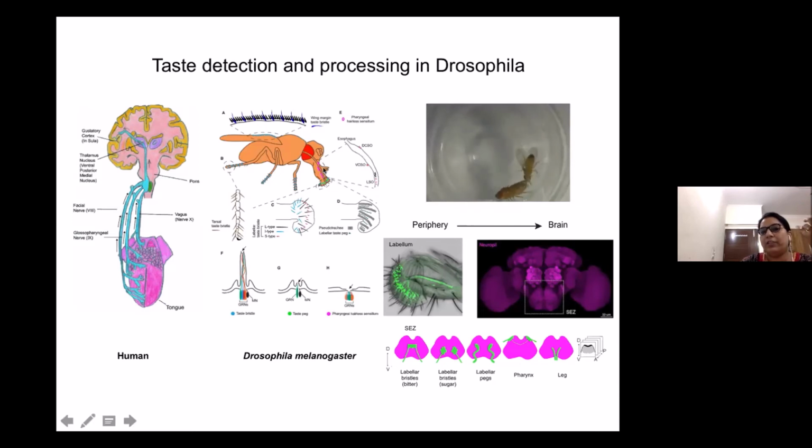Just want to remind you that the neurons which are present here don't have sensilla-like structures. Basically, these are the internal organs where the neurons are present inside the pharyngeal organ. These are like the portions we have in humans here.